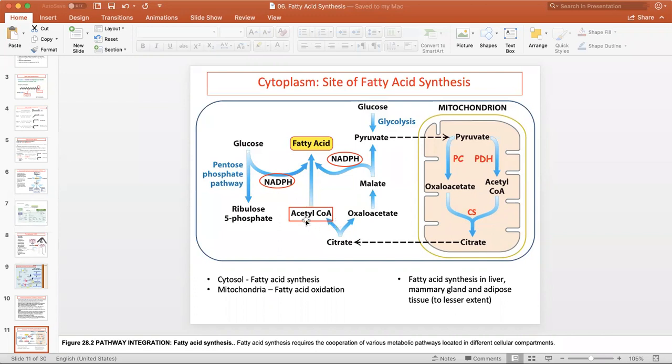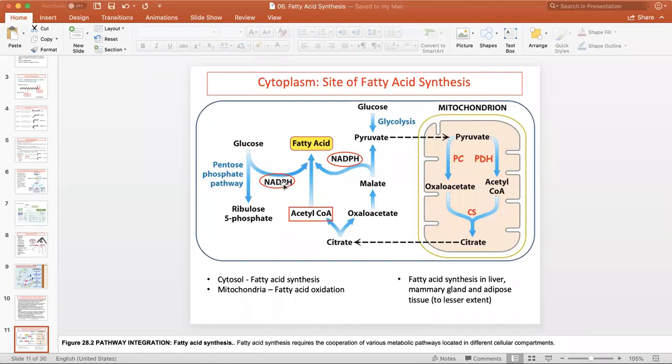Apart from acetyl-CoA, I need some help from other molecules. The help comes mainly from your NADPH and from ATP. These two molecules are helping me to make fatty acid because it is the synthesis part. I'm building something, so I need energy from somewhere. I'm taking small molecules and building them into a large molecule. So now I need energy. I get this energy mainly from ATP and NADPH.